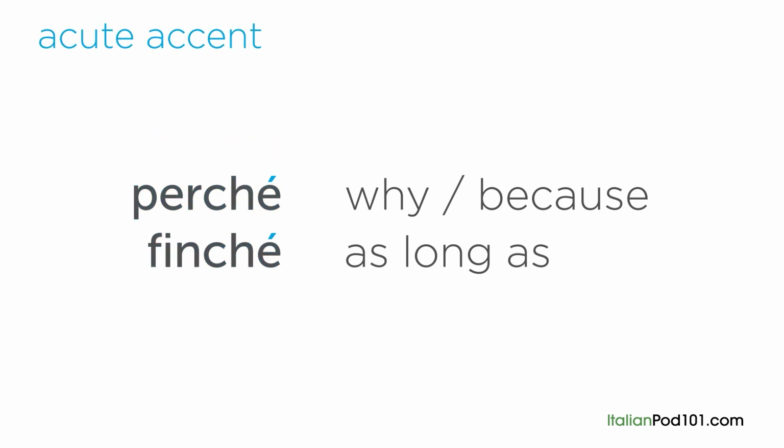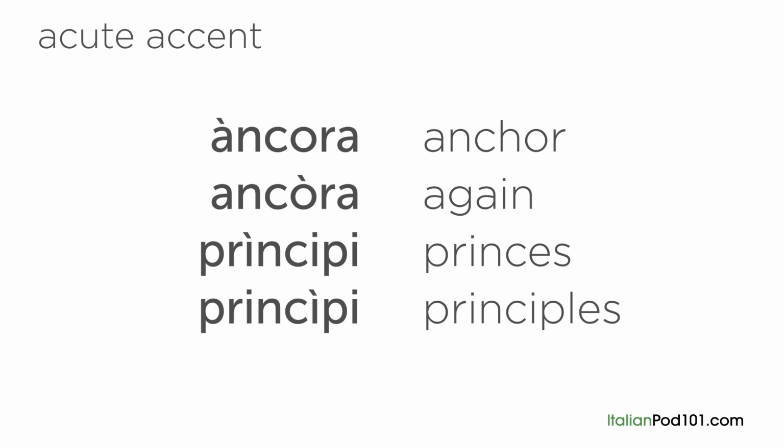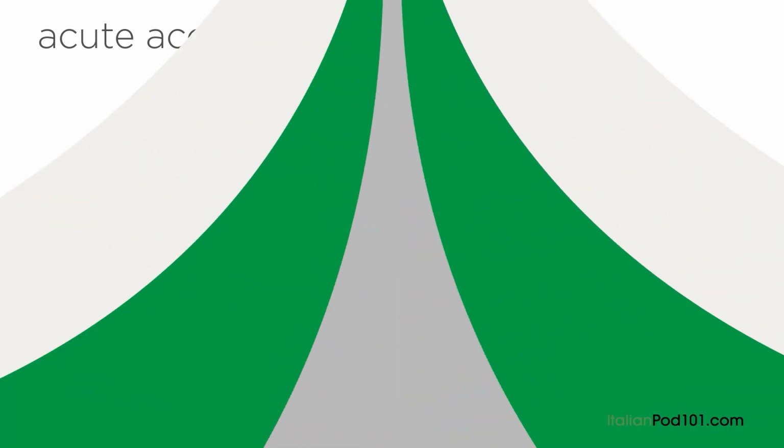The acute accent can only appear over the vowel E, and only when it's at the end of a word. Vowels that are not at the end of a word are rarely marked with an accent outside of dictionaries. When this happens, however, it's used to help the reader distinguish between two words which would otherwise appear the same. Ancora, ancora. Principi, principi. Now you know the function of accents in Italian.